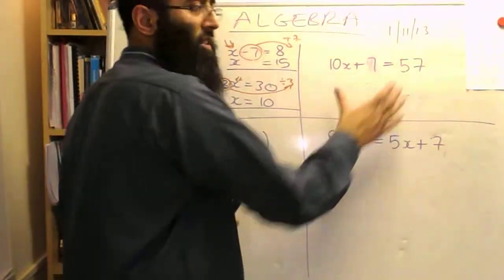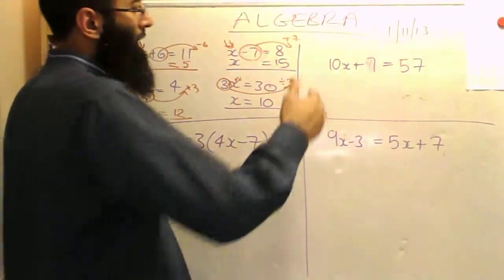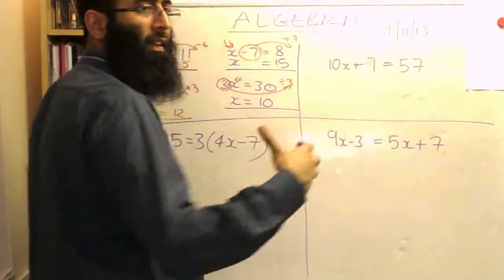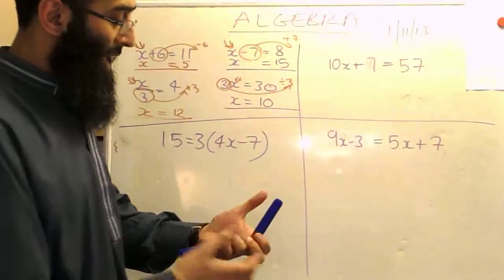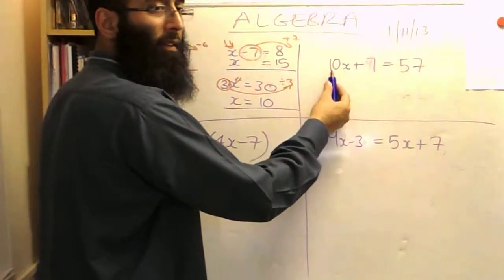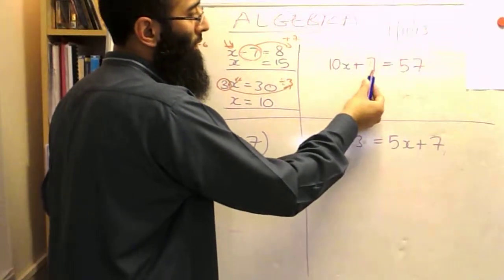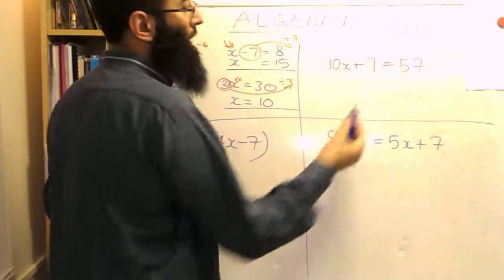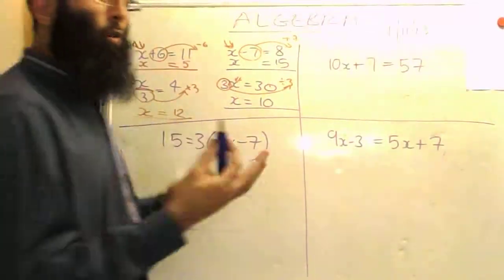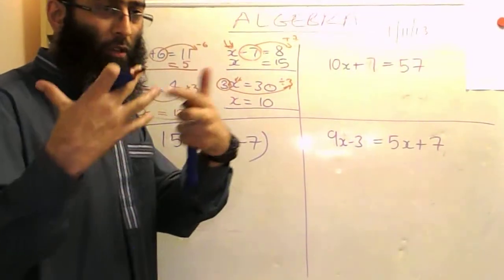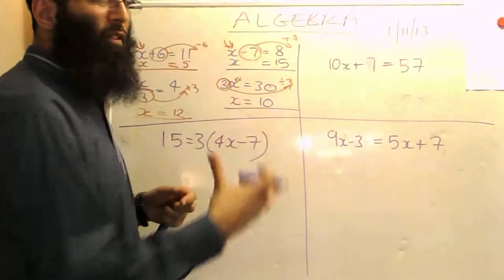Now, this next question here, let's have Zishan. Zishan, can you read the question to me from here to there, and then let's see if we can identify the first and second actions. So, read it for me, please. 10x plus 7 equals 57. Okay, now, that's what it says at the moment. How do we read it as we've been taught in our previous videos?